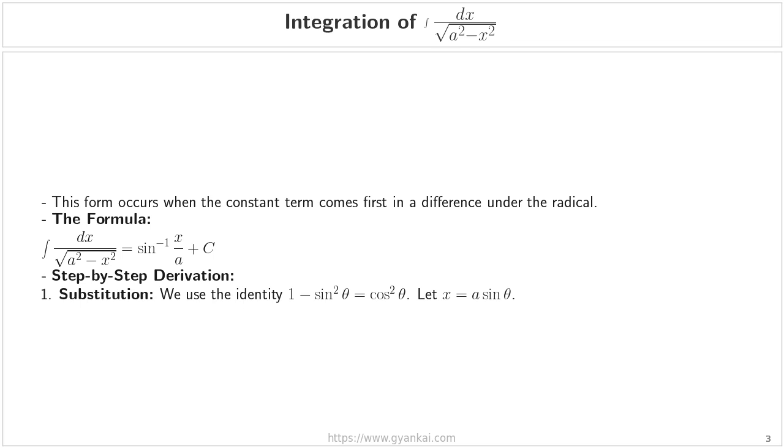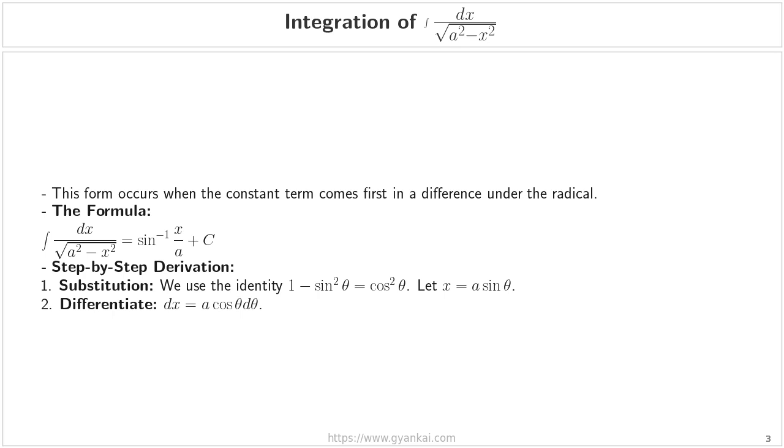Step 1 is substitution. To eliminate the square root, we'll use the trigonometric identity, 1 minus sine squared theta equals cosine squared theta. This is a key Pythagorean identity you should be familiar with. To make use of this identity, we let x equal a sine theta. Step 2 involves differentiation. If x equals a sine theta, then differentiating both sides with respect to theta gives us dx equals a cosine theta d theta.